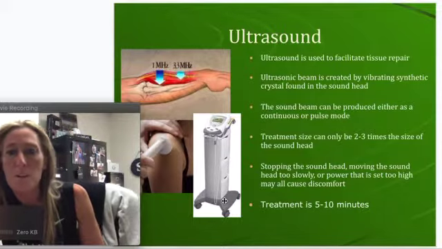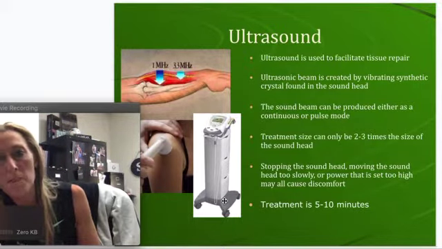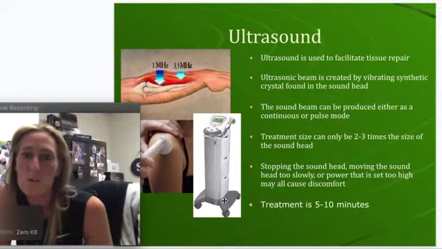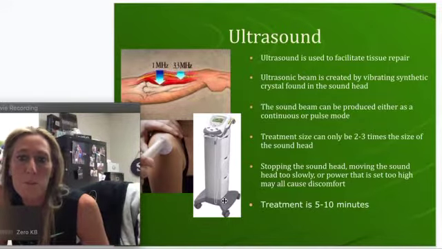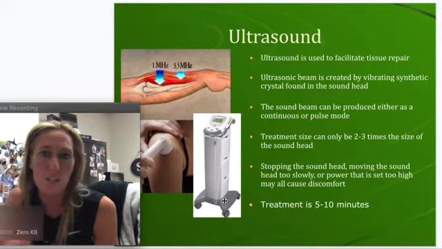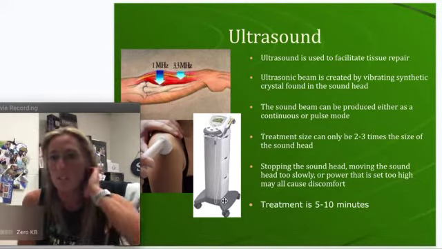Ultrasonic beam is created by vibrating synthetic crystal found in the sound head. We talked about that crystal. The sound beam can be produced either as a continuous or a pulse mode, so the athletic trainer has control of that depending on what the injury is.